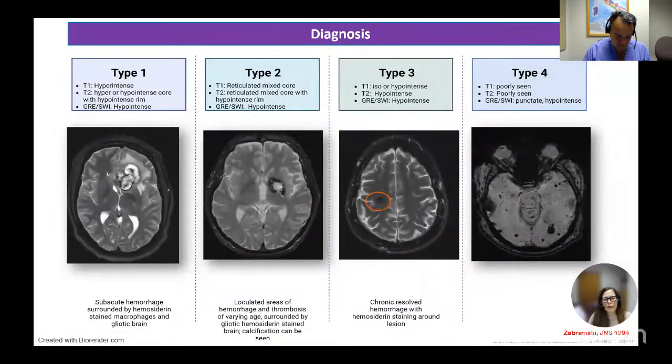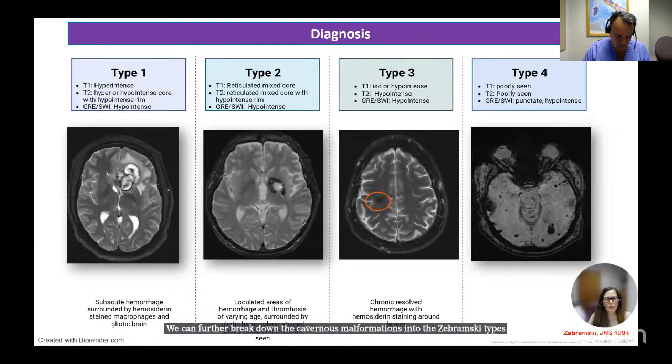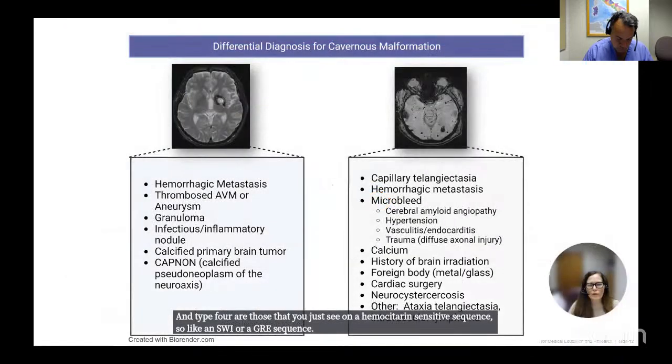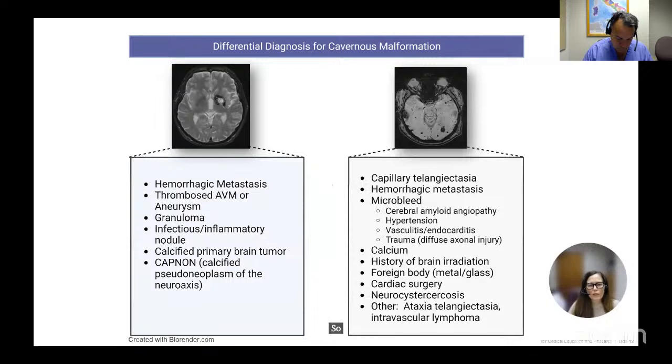We can further break down the cavernous malformations into the Zabramski types. So type 1 is acute hemorrhage. Type 2 is that very characteristic looking popcorn appearance. Type 3 is isodense to hypointense on T2. And type 4 are those that you just see on a hemosiderin sensitive sequence, so like an SWI or a GRE sequence.